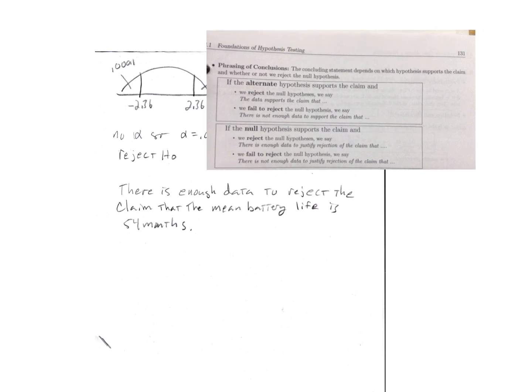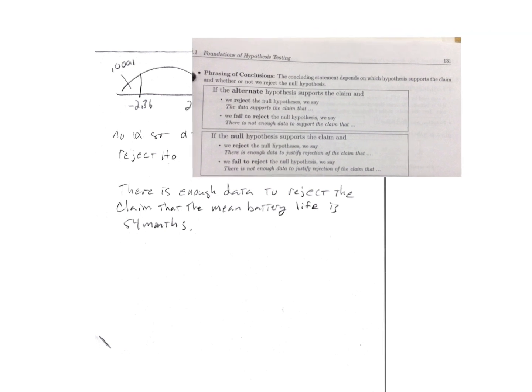I said there's not enough data, or, oh, sorry. Did I write the wrong thing? There's enough data. Oh, see, there you go. Yes, I did the right thing. I don't know what I was looking at. There is enough data to reject the claim, and you've got to copy the claim down, okay? So that's how you do that for this two-tailed test and run that one sample z-test.